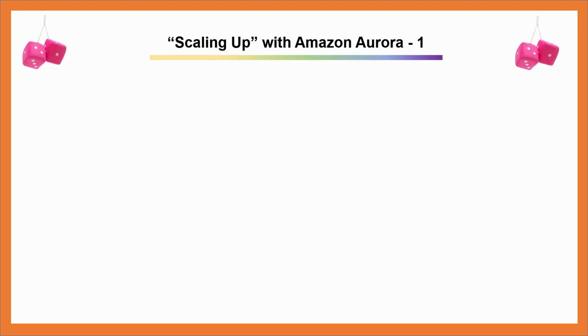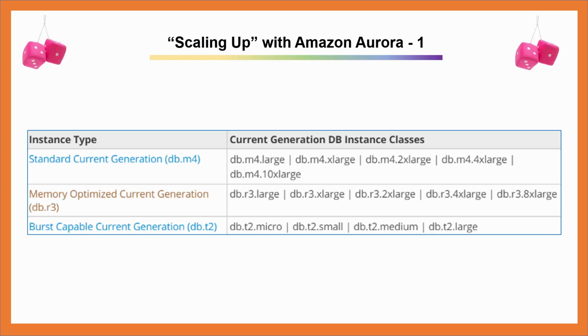With Amazon Aurora, you have the option of scaling up by using a larger instance type or scaling out using Aurora read replicas. As demand grows for your application, you can scale up your instances by upgrading to a larger instance type. For example, from a DB-R3 large instance type with 2 vCPUs and 15 gigabytes of RAM to a DB-R3 8X large instance type with 32 vCPUs and 244 gigabytes of RAM.